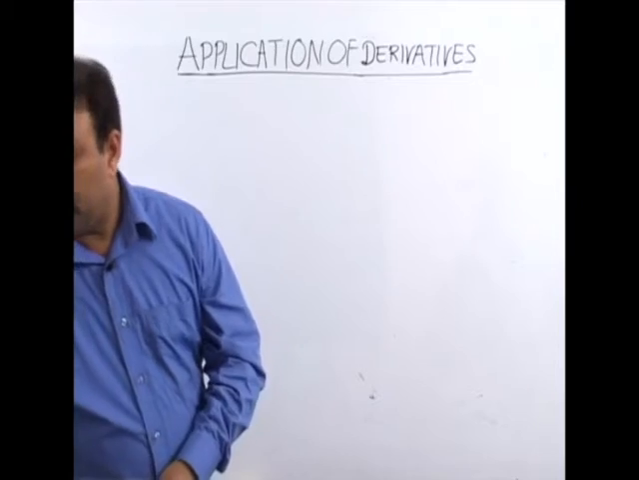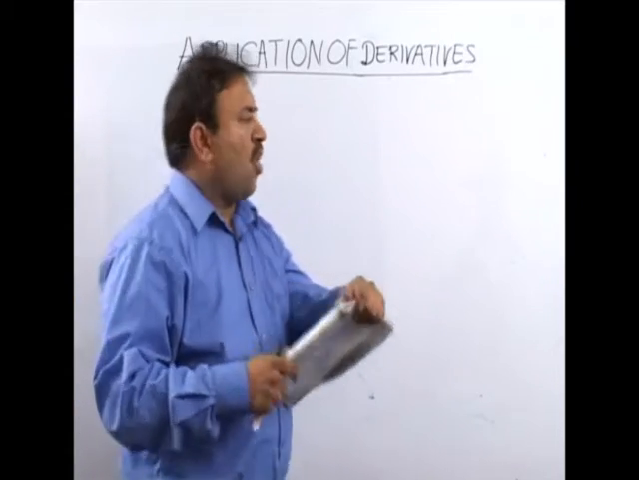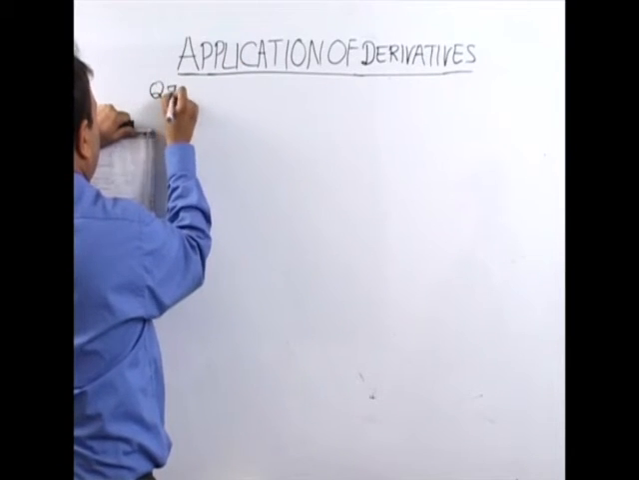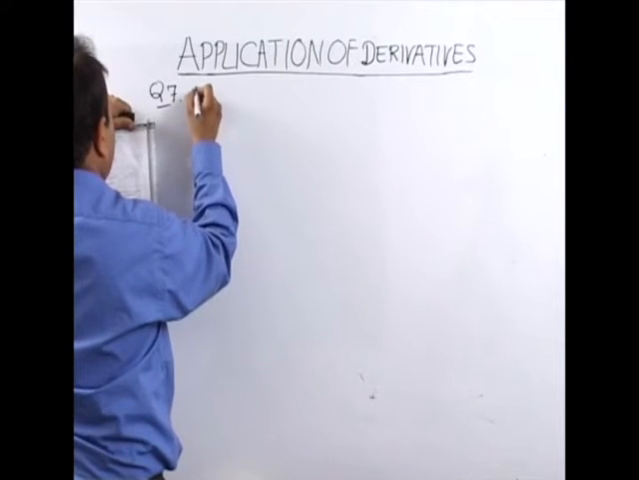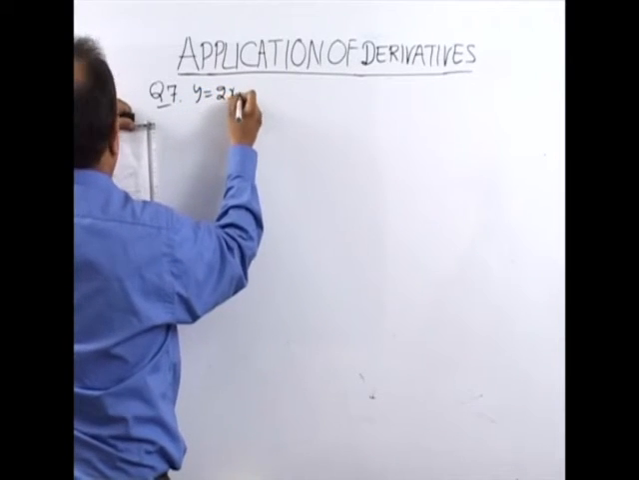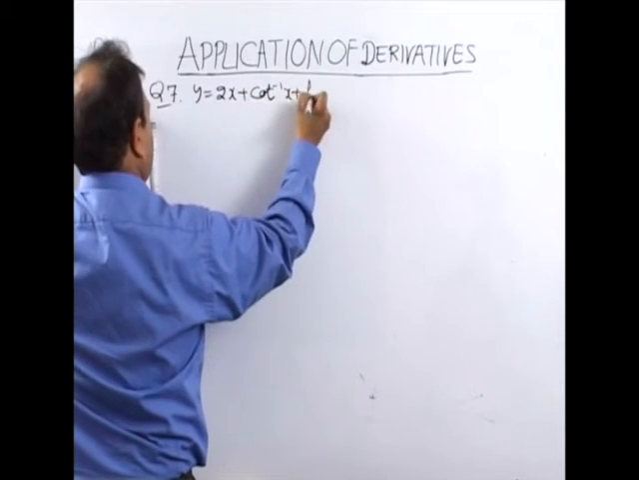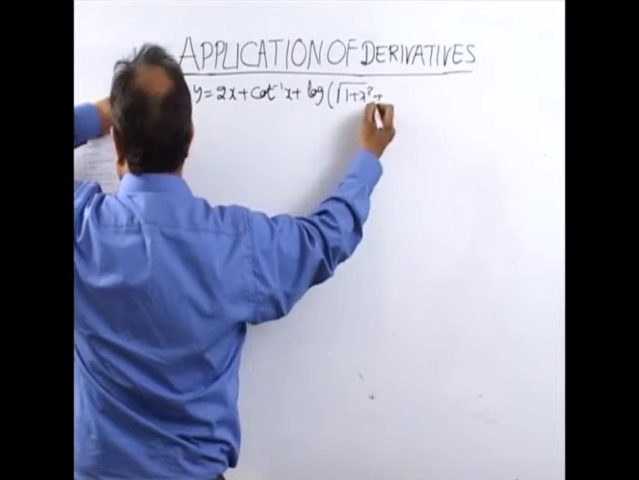Now we come to the next one. The next question is question number 7 of our booklet. Question number 7 is: y is equal to 2x plus cot inverse x plus log square root of 1 plus x square minus x.